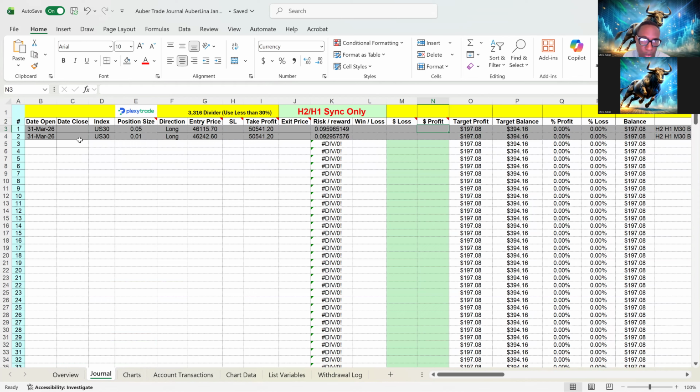Monday is going to be purple. Gray is Tuesday. Wednesday is green. Thursday is yellow, and Friday is blue. Okay, so that is pretty much it for the journal sheet.